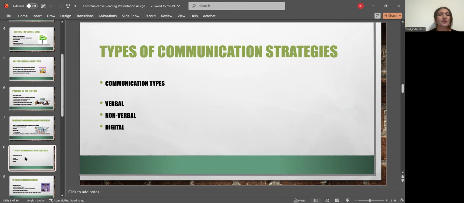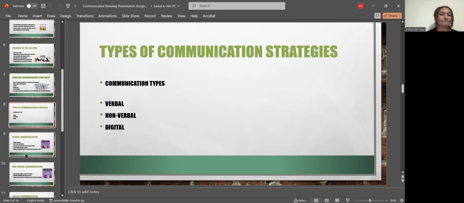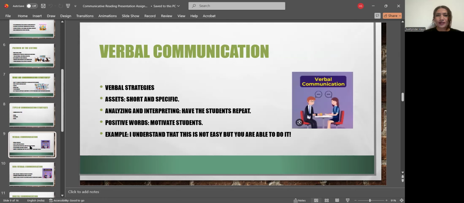Page number 8, types of communication strangers. There are three types of communication strangers: verbal, non-verbal, and digital. So verbal communication, verbal strangers. So it's short and specific. Analyzing and interpreting, have the student repeat. Positive words motivate students. Explain. I understand that this is not easy, but you are able to do it.